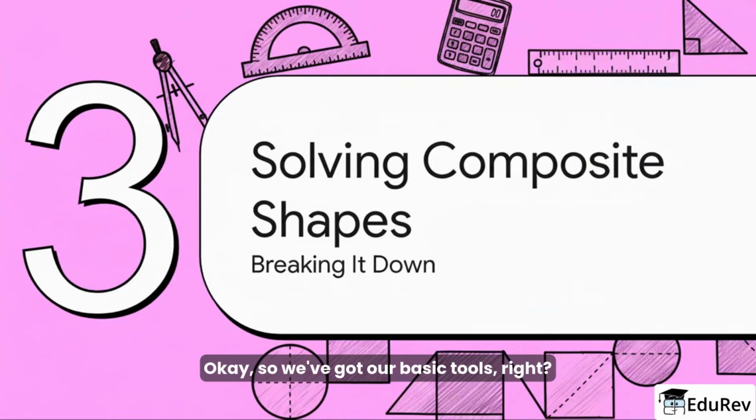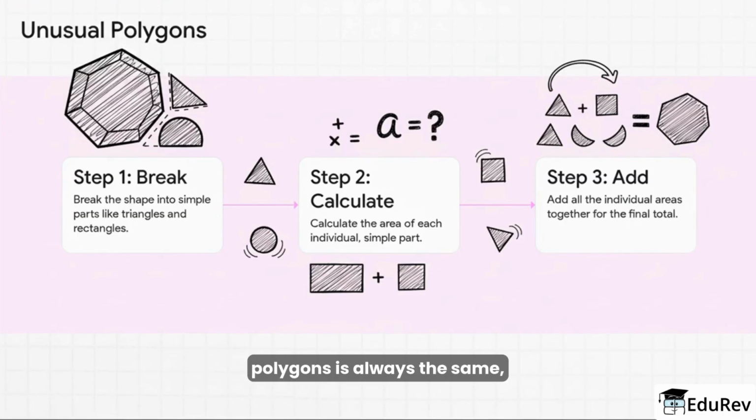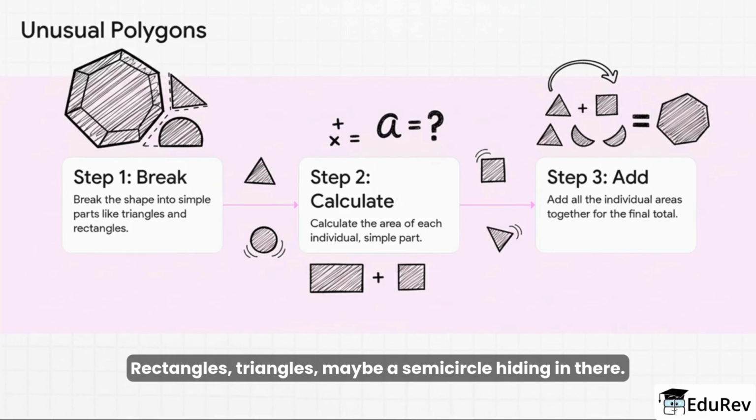Okay, so we've got our basic tools, right? We've got circles, rectangles, triangles. Now let's put them to work on those weird composite shapes that the UCAT just loves to throw at you. Look, the strategy for any of these intimidating-looking polygons is always the same, and it's a simple 3-step process. Ready? Step 1, you break it down. You find the simple shapes we just covered. Rectangles, triangles, maybe a semicircle hiding in there.